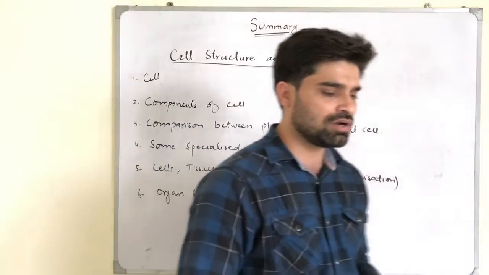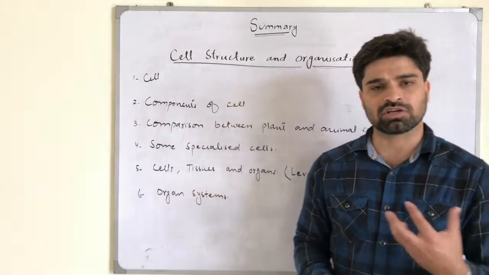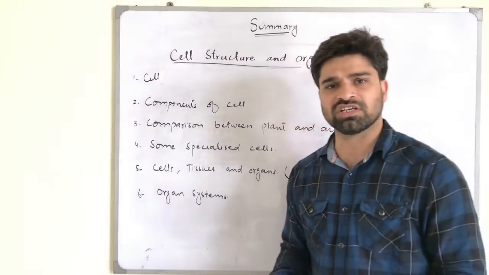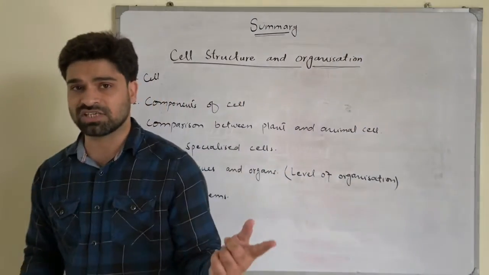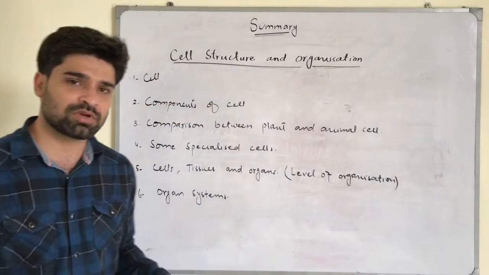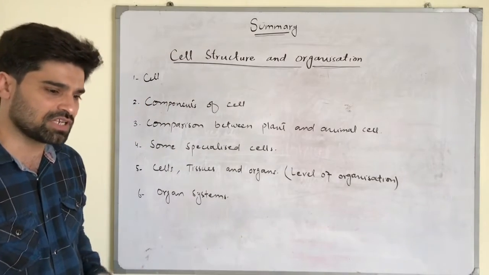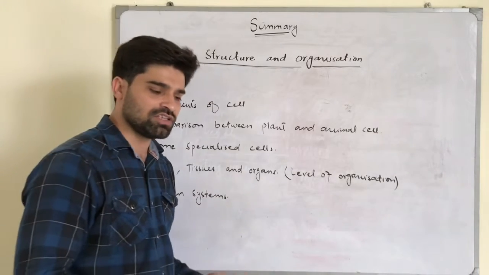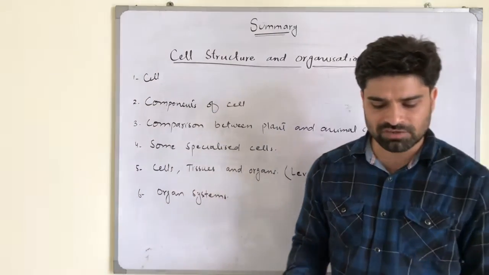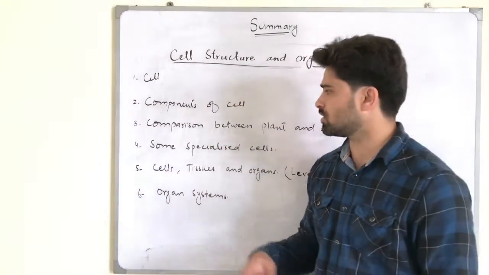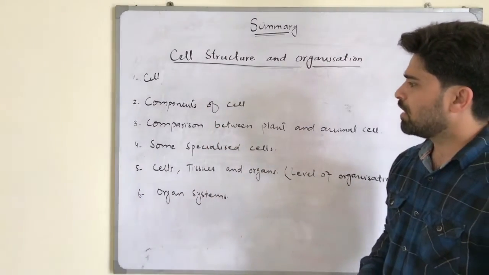Then we studied about the chloroplast. Chloroplast is basically a large organelle present within a plant cell, and that carries out the process of photosynthesis, which is very necessary for living things. Then that was all about the components of the cell.